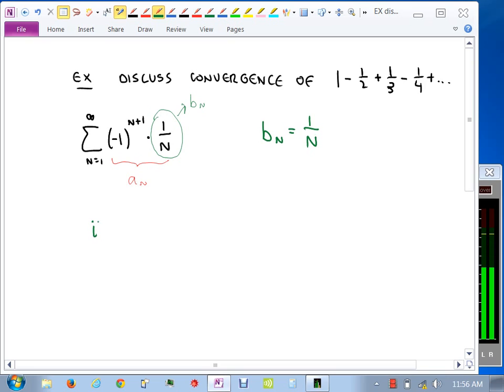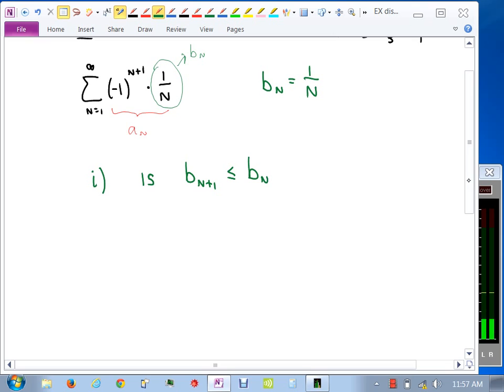So first condition, and this is a question, is b sub n plus 1 less than or equal to b sub n? Yes or no? Well, let's plug in. That's 1 over n plus 1. Is that less than or equal to 1 over n? Is that always true? Yes. That holds for all n, doesn't it? And I think we've been through this logic enough to know that the denominator on the left is bigger than the one on the right, so the fraction is smaller on the left. So this is true for all n.